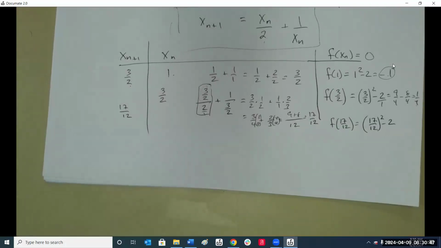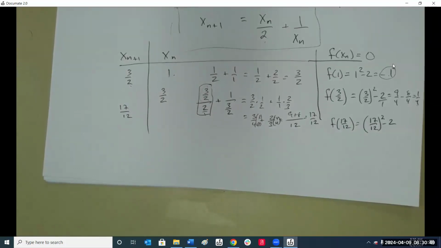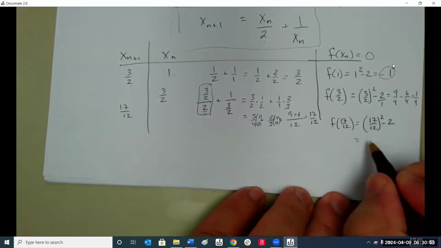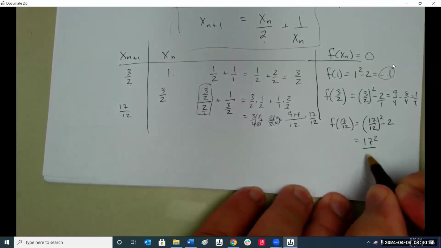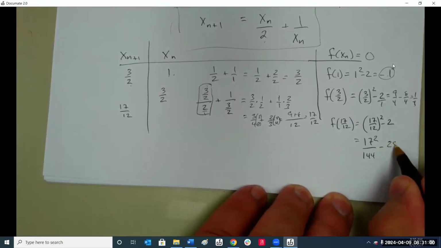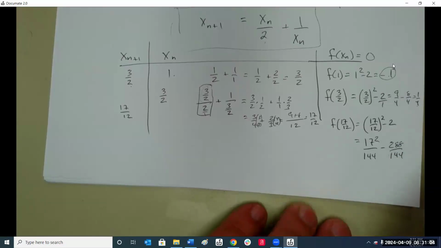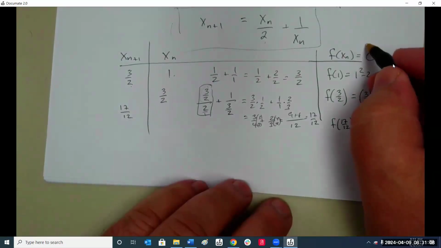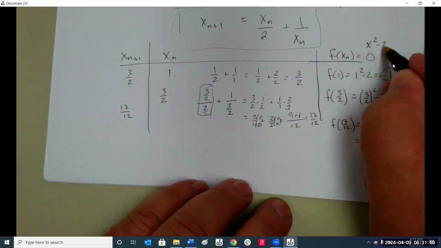And we keep on going. So you see now why using a calculator should be very painful, because this would give us 17 squared over 144 minus 288 over 144. We've got to square the first, this is x squared minus 2.